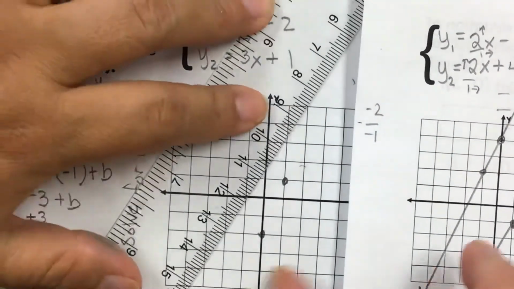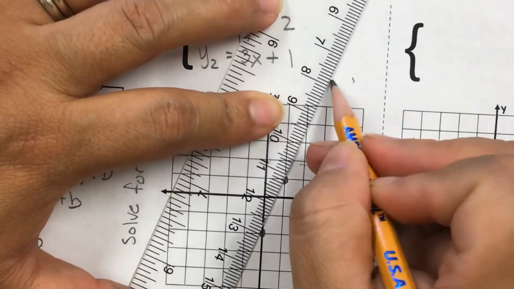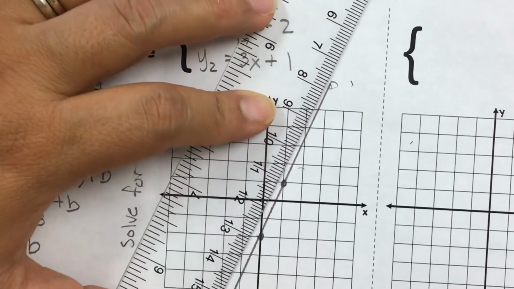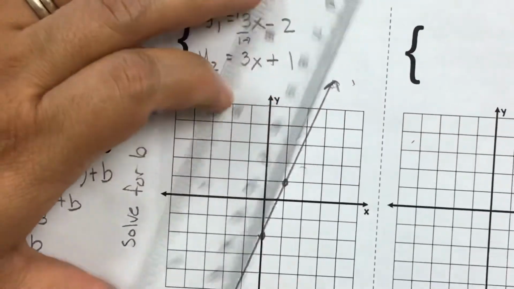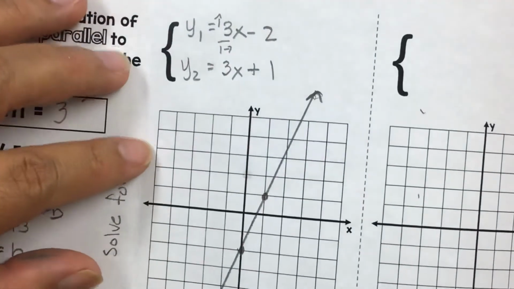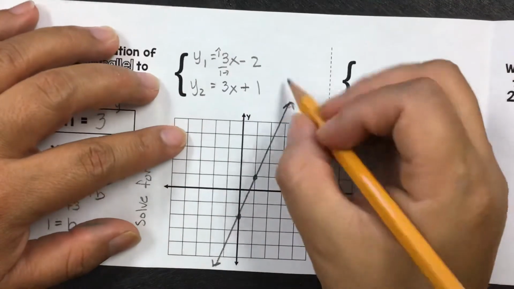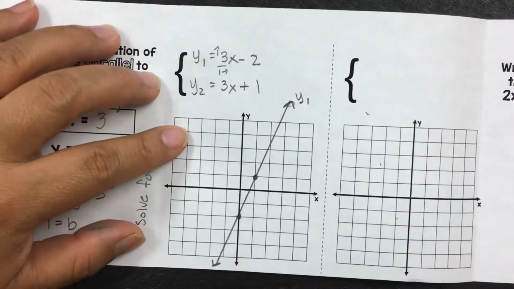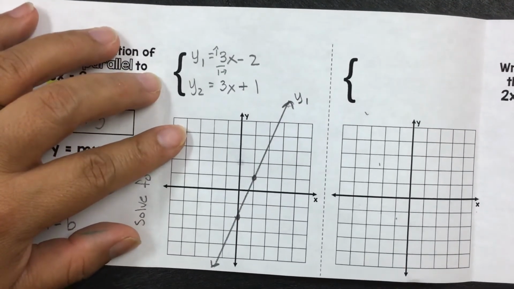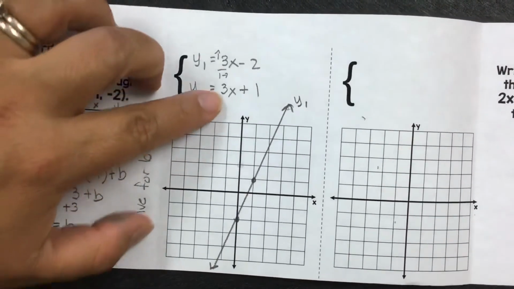I would like it that you go past your graph and make arrows at the end. I also like to call this one y1. So when I grade you, it's easier for me to grade, identifying which equation is which.